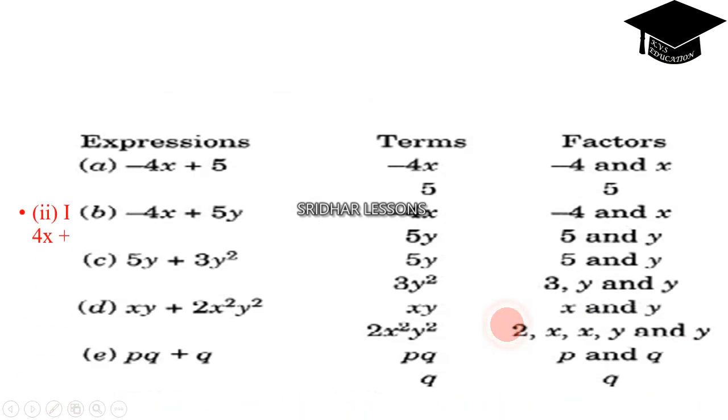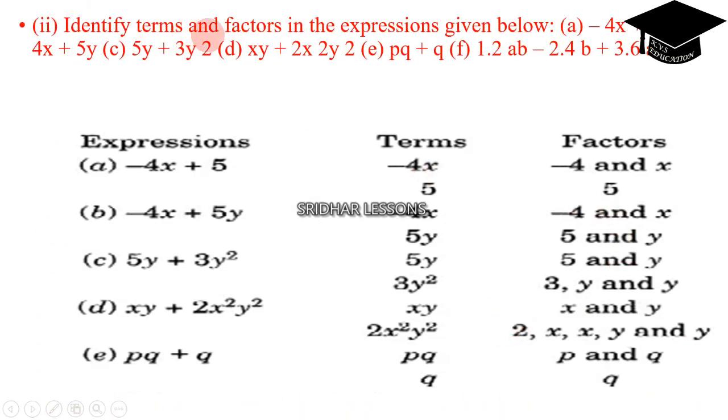Next. Identify the terms and factors in the expressions given below. The expression is minus 4x plus 5. Here the terms are minus 4x and 5. Okay. The factors are minus 4, x and 5. Okay.